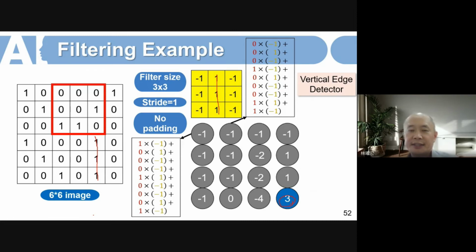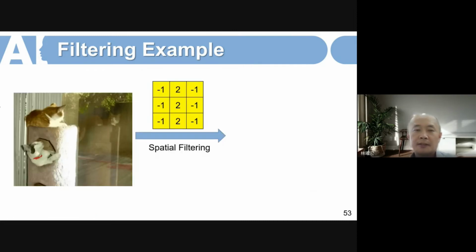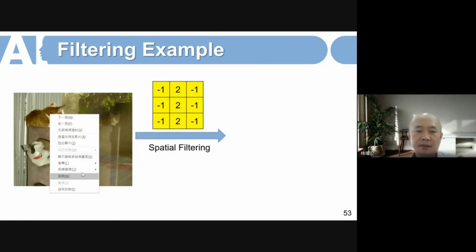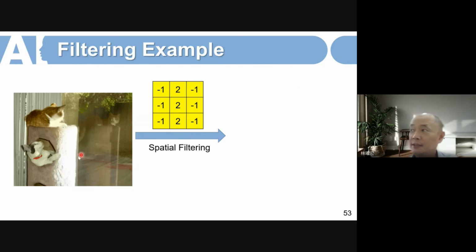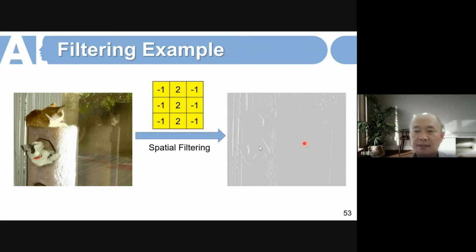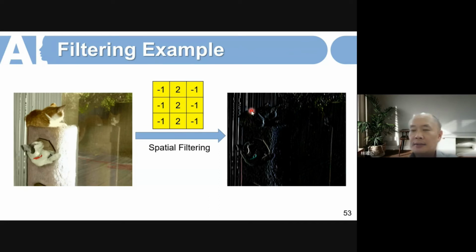I'll show you an example. Here is the image. Then I use this filter to perform convolution on the image, and here is the result. The output of this spatial filtering is only the strong vertical edges. Strong vertical edges here.